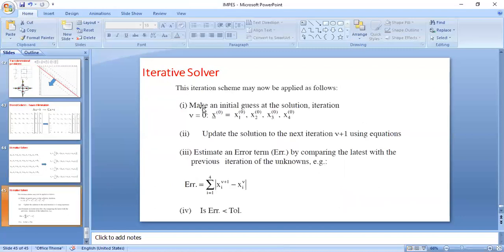So this is the procedure. Initially you make an assumption, assume the x vector, the superscript 0 is iteration k. So this is the 0th iteration, the initial assumption, and from the initial assumption you get the first; here they have used v instead of k. For the first iteration you get the value and see whether the computed value and the assumed value are equal or not, which means that if it is equal, the difference is 0. So that's how it is done.